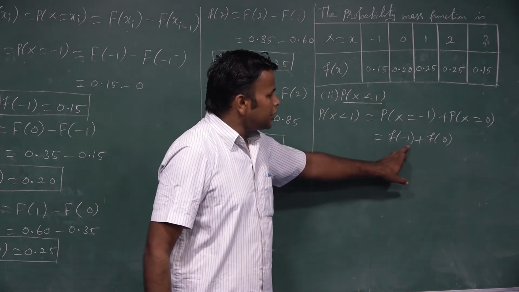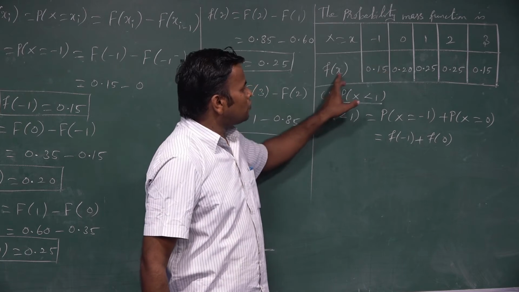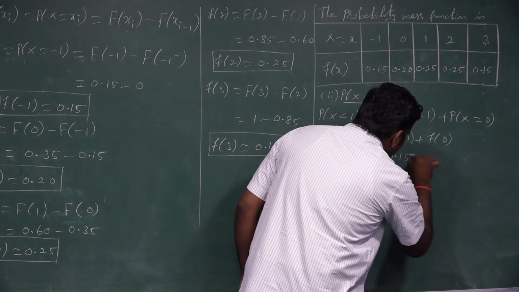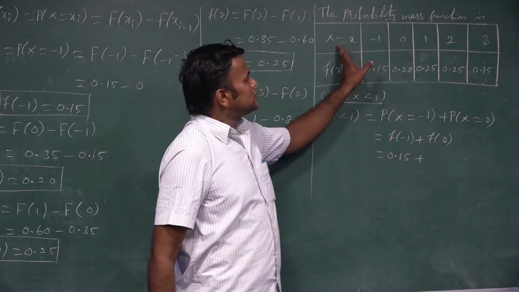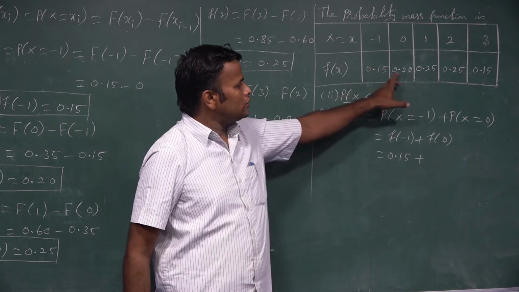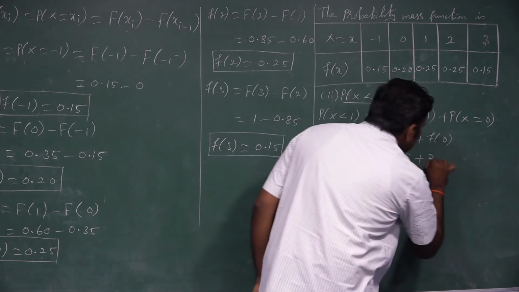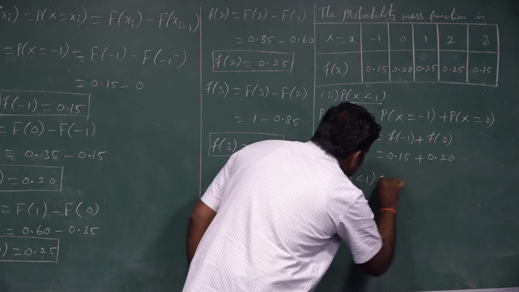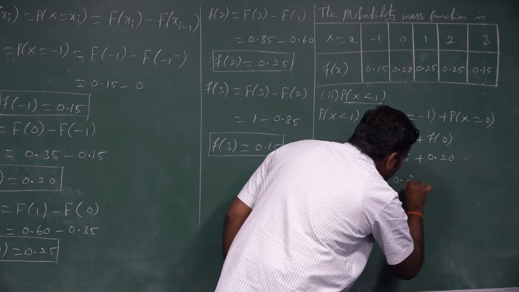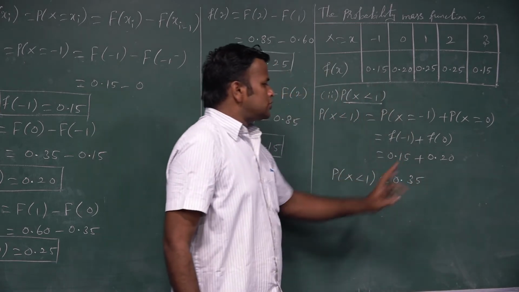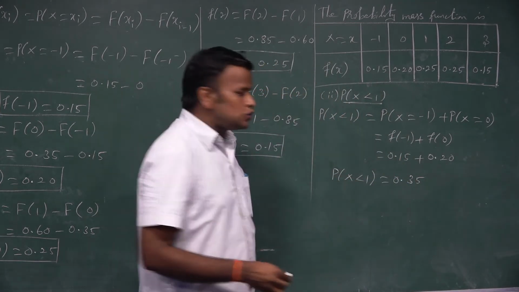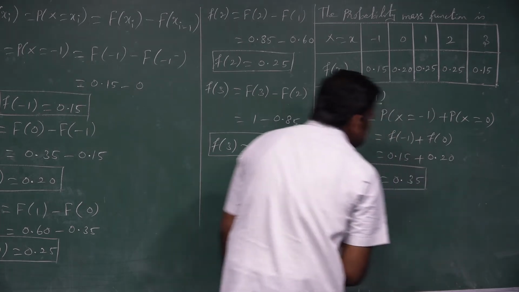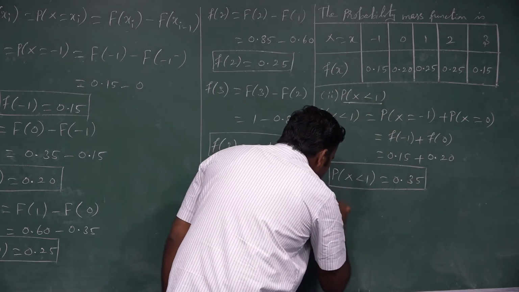What is the value of f of minus 1? When x is equal to minus 1, f of minus 1 value is 0.15, plus f of 0. When x is equal to 0, the f of 0 value is 0.20. So P of x is less than 1 is 0.20 plus 0.15, and we get 0.35. The second part is over.